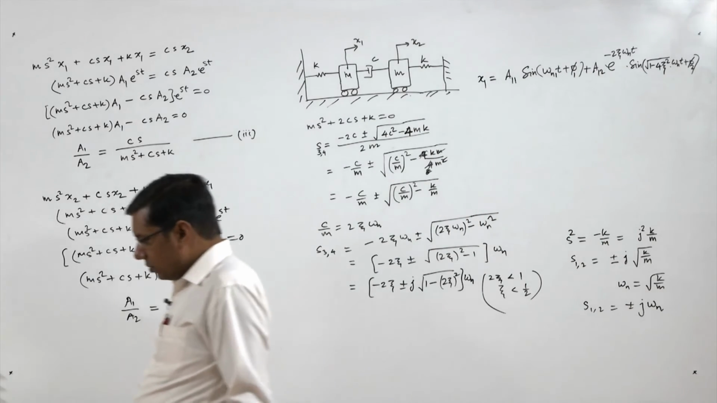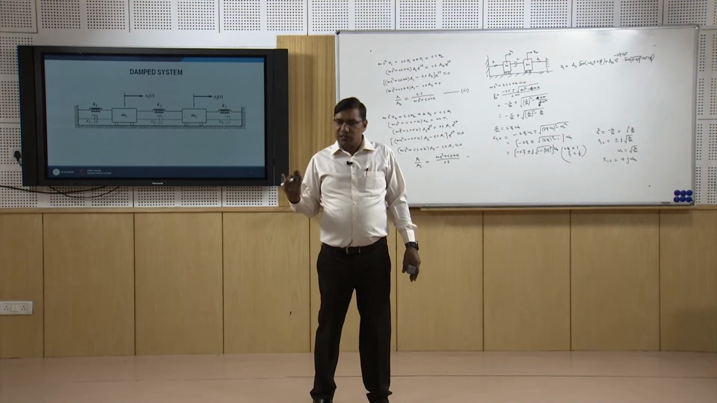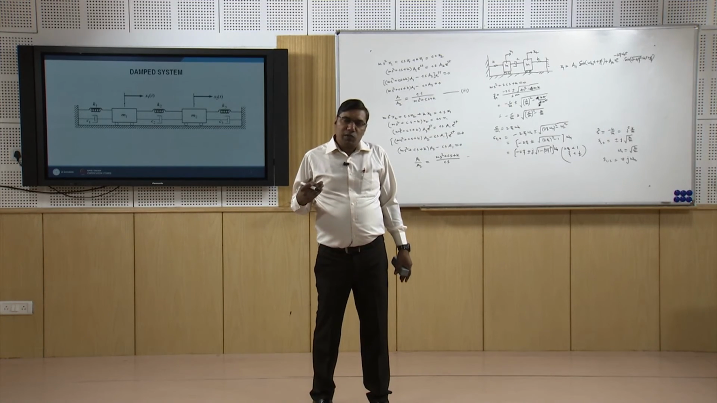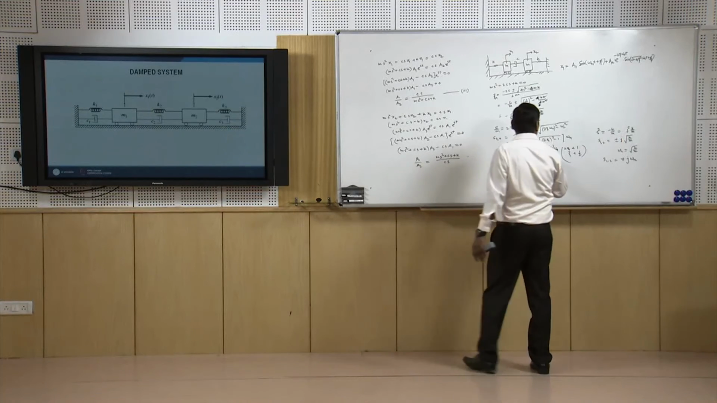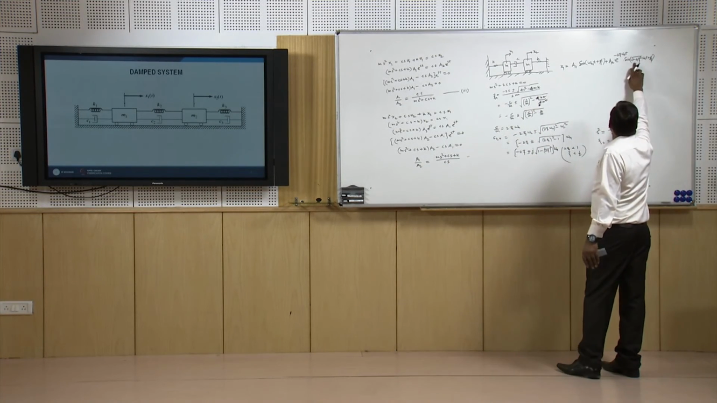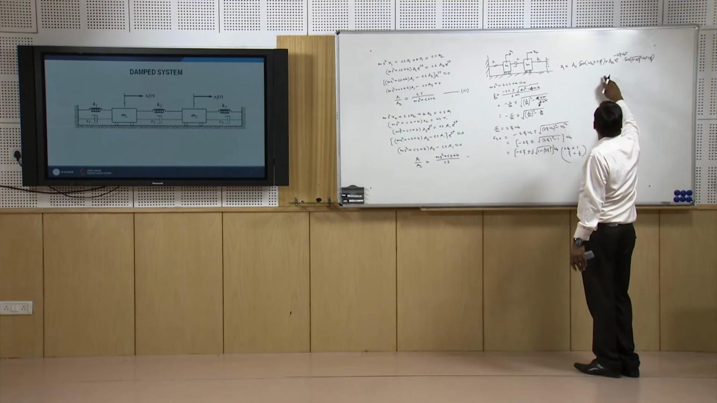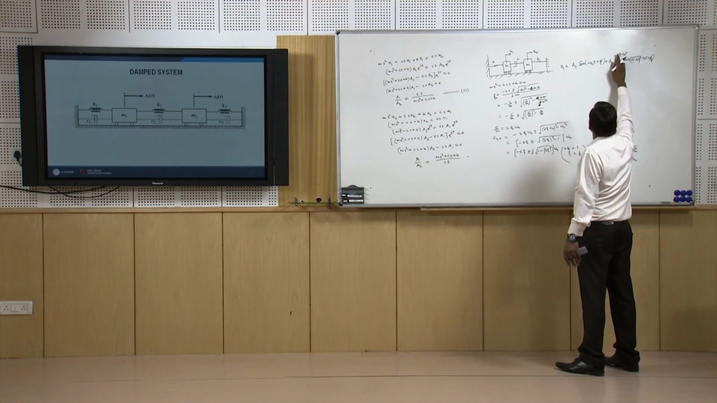So we will have an exponentially decaying free vibration, as we discussed for the damped response of the single degree of freedom system. This is similar, but only here the damping is not zeta, it is 2 zeta. So 1 minus (2 zeta) square is 4 zeta square, and here again it is minus 2 zeta.